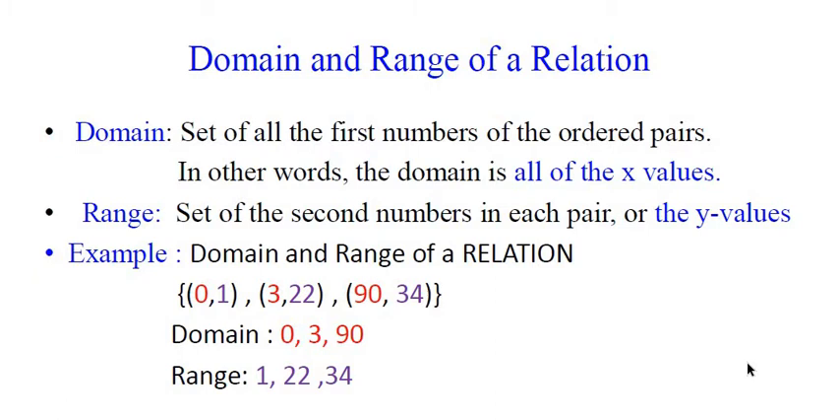So, domain and range of a relation. What is meant by domain, what is meant by range, and what is the relation in a relation. Domain: the set of all first numbers of the ordered pairs. In other words, the domain is all of the x values.